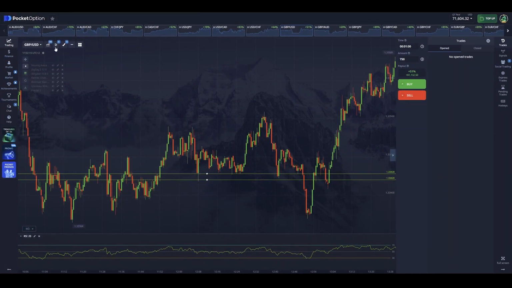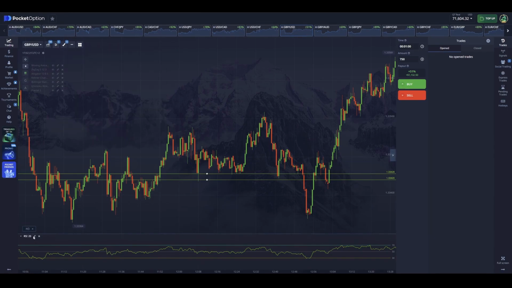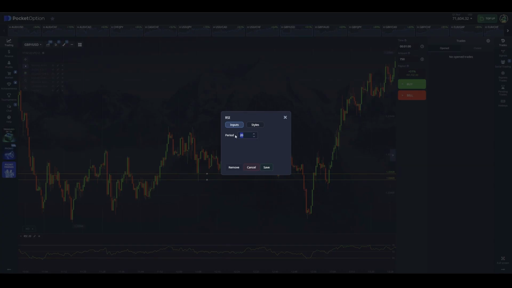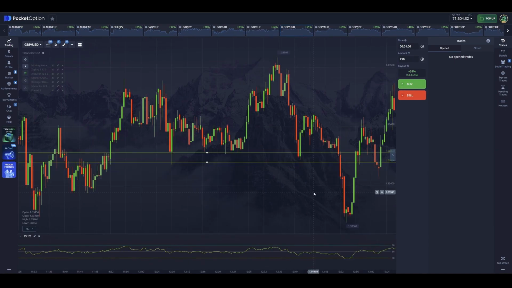And another important point, we need to add an indicator. We go to indicators and add the RSI. Then we set it up. Set the period to 20, don't change anything in the style, and save our settings. Now, here's the most interesting part.